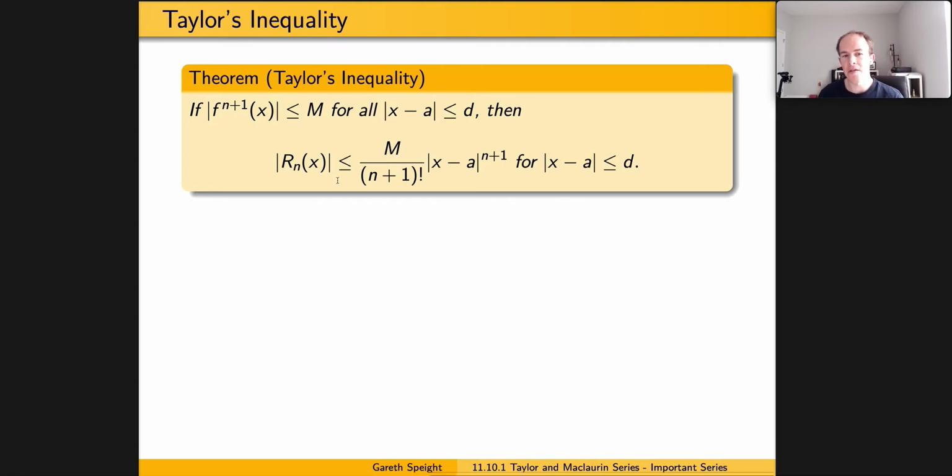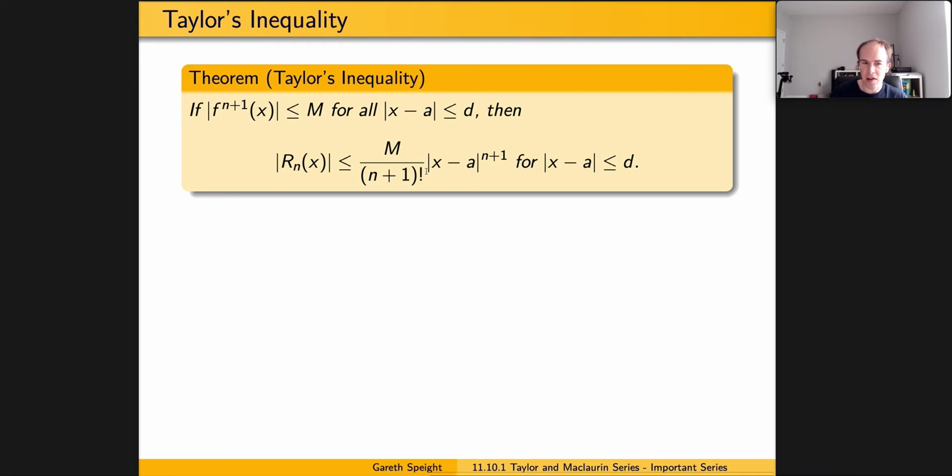It says that if we want to bound the nth remainder, Rn of x, remember that's the thing we're trying to show is going to 0. So we want to try to show it's bounded by something going to 0. If the n plus first derivative of our function is bounded by M on some interval, then it gives us a bound for the nth remainder Rn of x. It says that this is less than M over n plus 1 factorial times the absolute value of x minus a to the n plus 1 on the same interval.